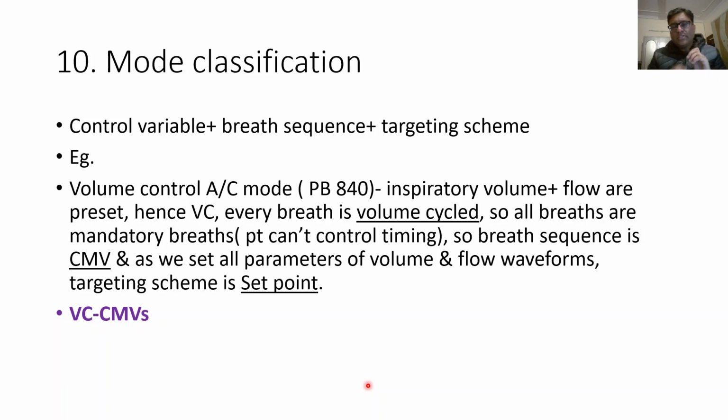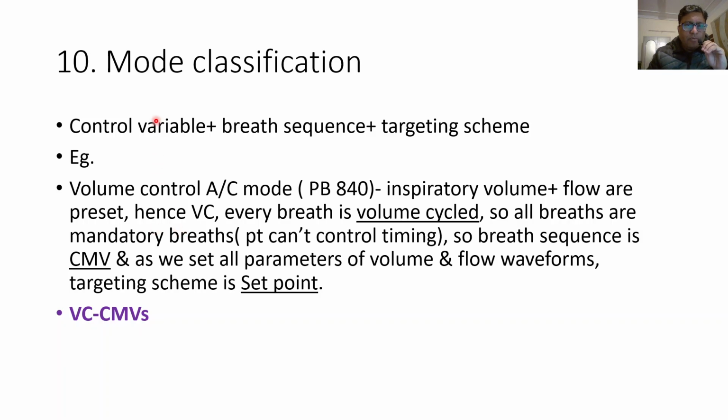So we'll look at some examples to understand how to ultimately give the whole tag to, suppose, a ventilator mode, completely classifying one mode. For completely classifying any mode, we need three things already discussed many times: control variable, breath sequence, and targeting scheme. Let's look at the very basic mode, that is the volume control assist control mode on PB840. Here we are setting inspiratory volume and flow, both are preset.